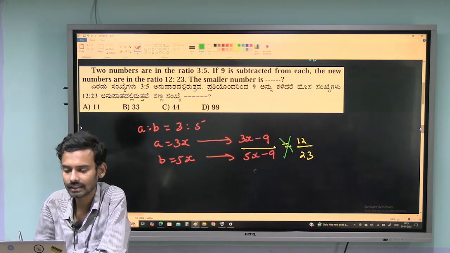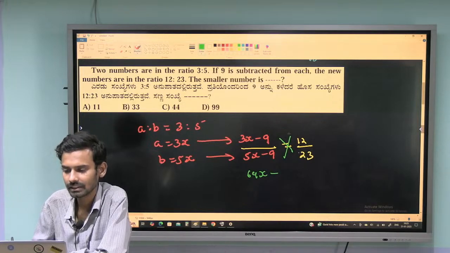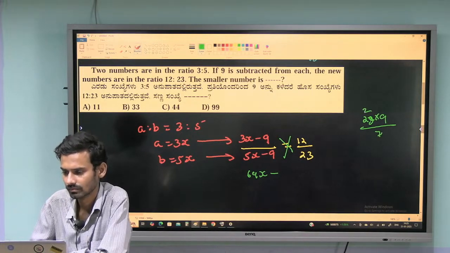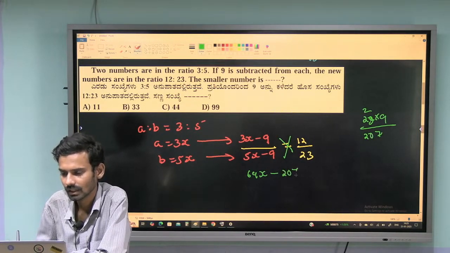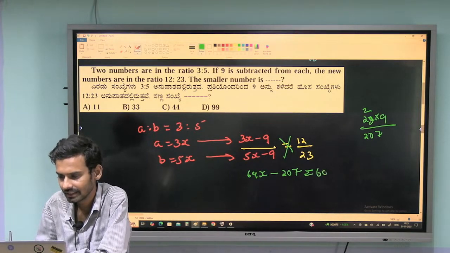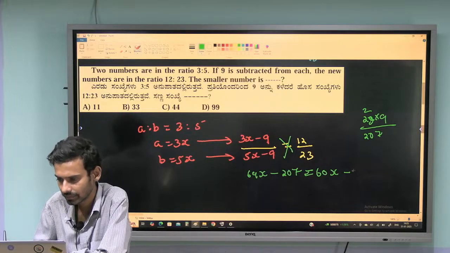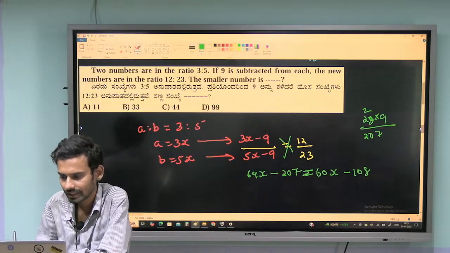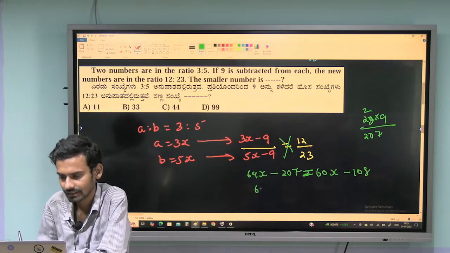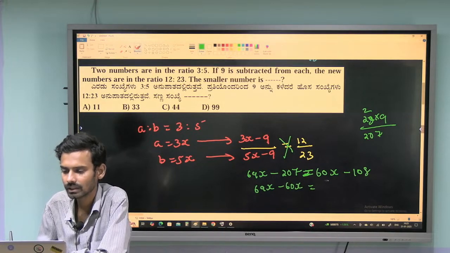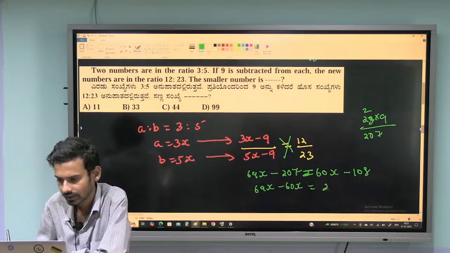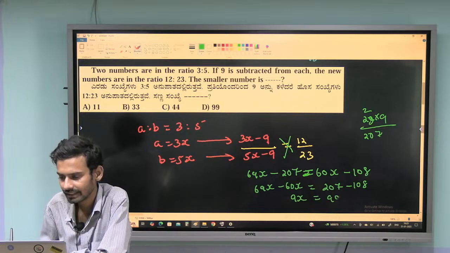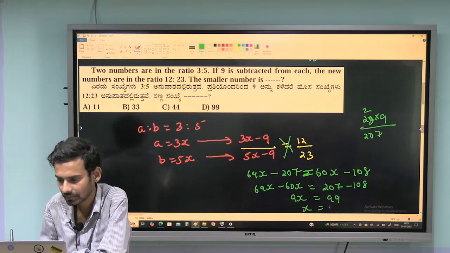So 23 into 3 is how much? 69. 69x minus 23 into 9, it is 207, is equal to 12 into 5 will be 60. So 60x minus 12 into 9 will be 108. Now take all the x terms to the one side and the constants to the other side. You will be getting 69x minus 60x is equal to, take this 207 to the other side, you will get 207 minus 108. So you will be getting 9x value as 99. So x value will be, if you cancel in 9 ones the table, you will be getting 11.